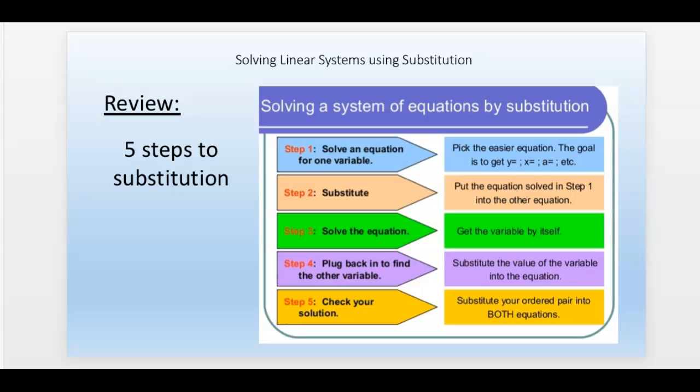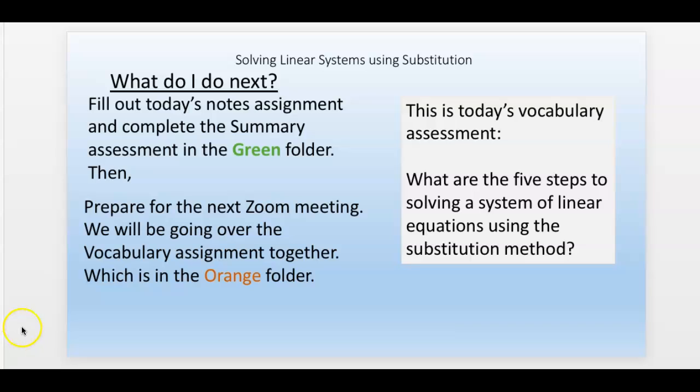I'm running out of time here. I just want to show you these again, the 5 steps you're going to need for substitution. Solve one of the equations for one variable, substitute it in, and solve that equation. Plug it back into the other equation and find the other variable. And then check your answer to make sure, and write it as an ordered pair, okay?